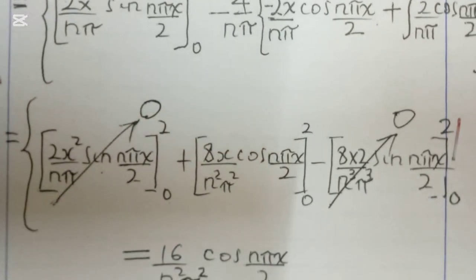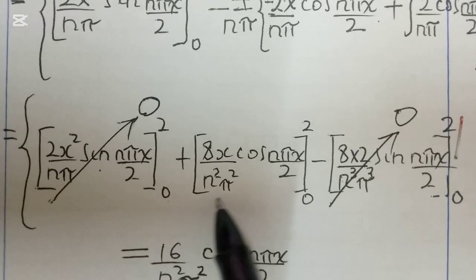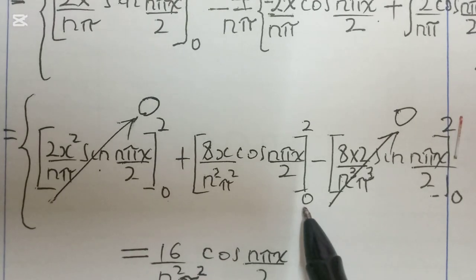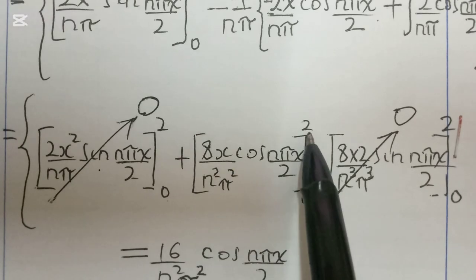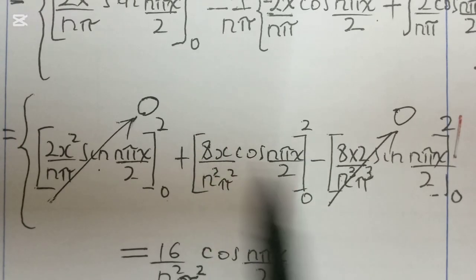Finally, this is what we are going to get. This is what is going to give us the value. And remember that for this one, with 2, this is going to be 16.